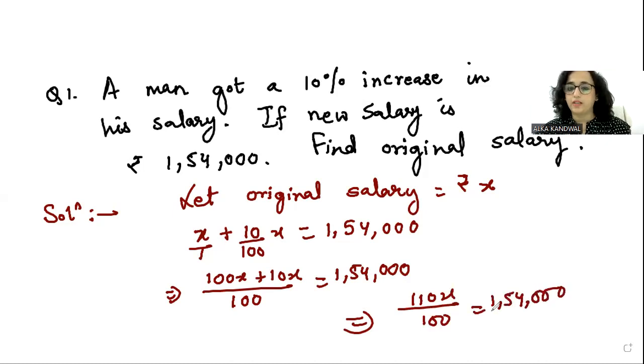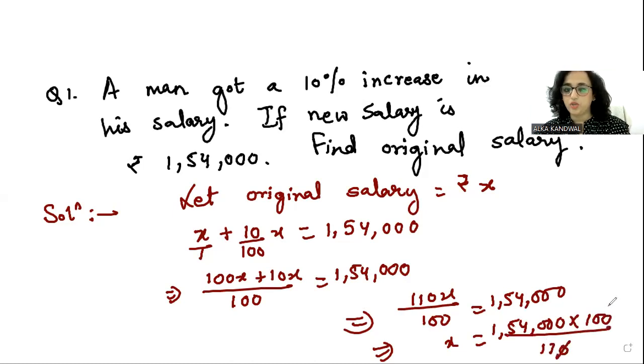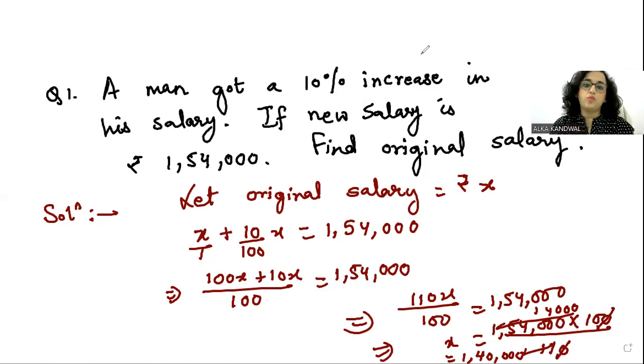And here you go with the calculation. Come on, जल्दी से cross multiply कर लो. 1,54,000 multiplied by 100 by 110. So 0 0 gone and 11 ones are 11. 14,000 यहाँ आया. 14,000 into 10 मतलब initial salary थी 1,40,000. So that is the answer. So the person's salary was 1,40,000. After getting an increment of 10%, his salary became 1,54,000. Is it clear?